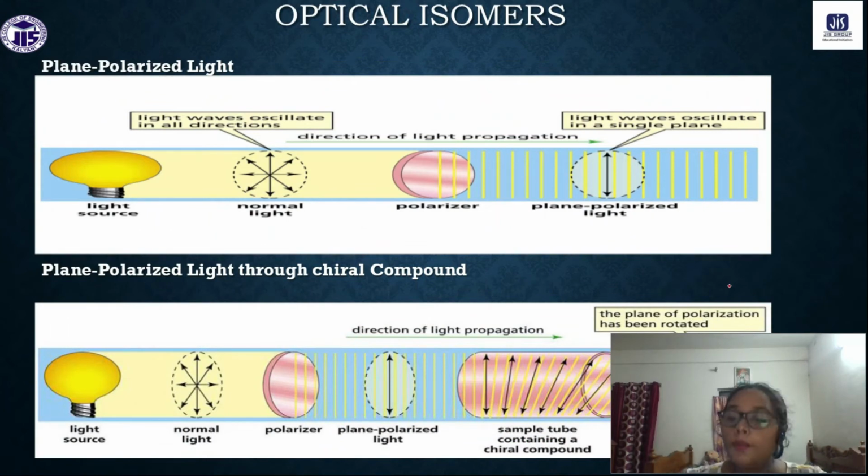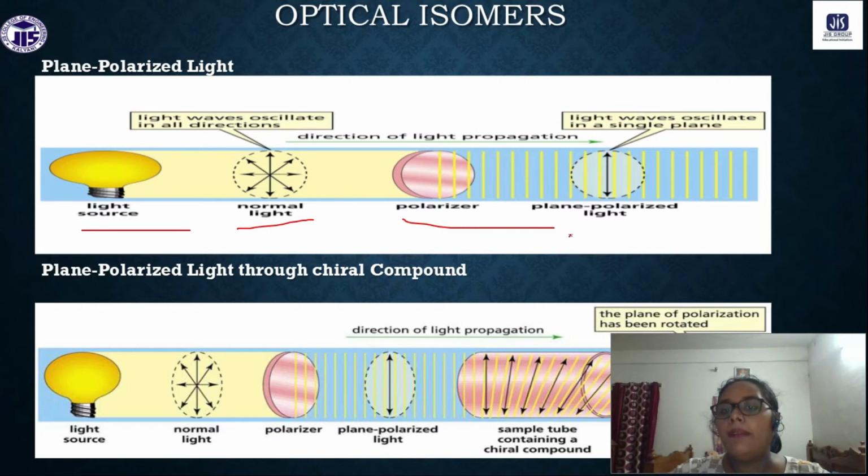Okay, now optical isomers. Generally, these types of isomers can rotate the plane polarized light. So this is the polarimeter. We have one light source, which is the normal light, one polarizer, and this is the sample tube, after which we have the analyzer.